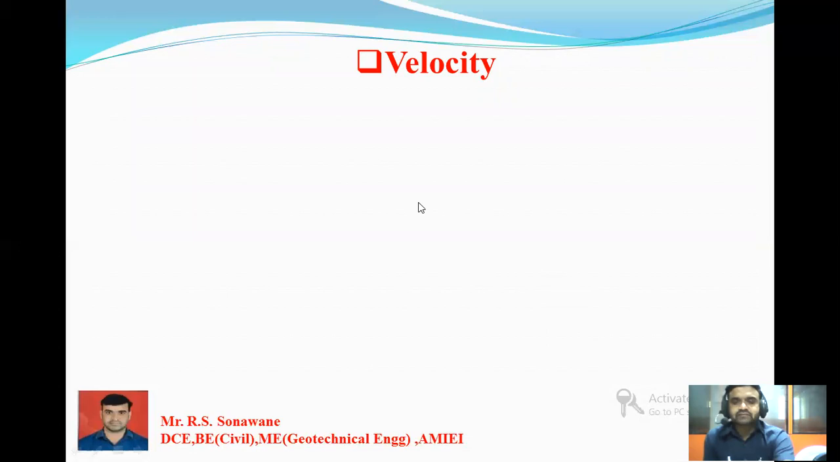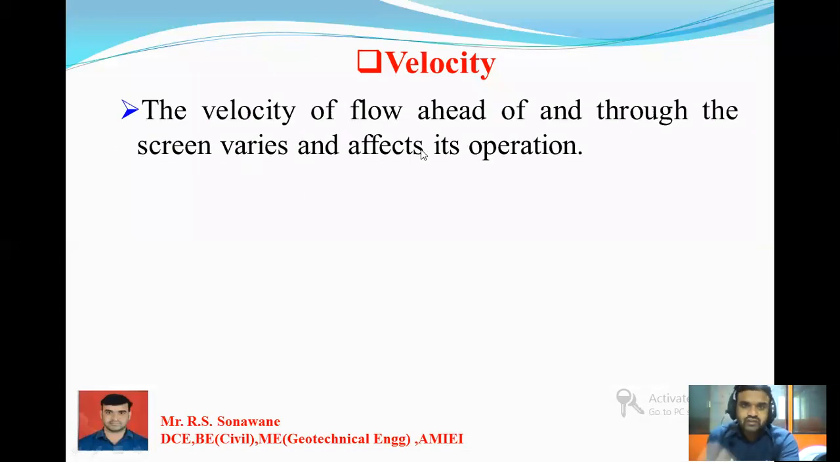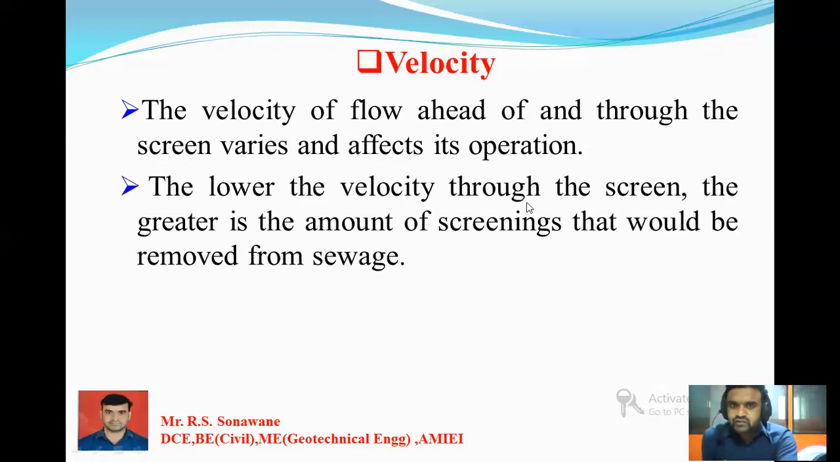The velocity of flow ahead of and through the screen varies and affects its operation. So velocity is an important factor. Before the screening, the velocity of the discharge is different, but after passing through the screening the velocity of the discharge will be different, so the velocity varies. The lower the velocity through the screen, the greater is the amount of screenings that would be removed from the sewage. It's very simple, just as I told you.